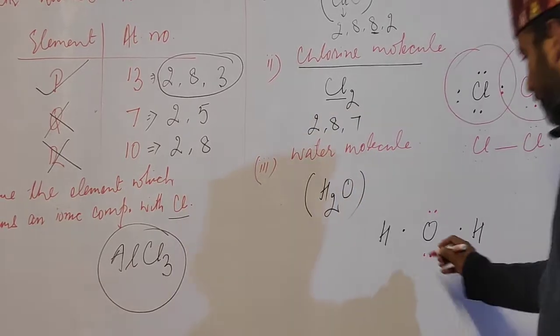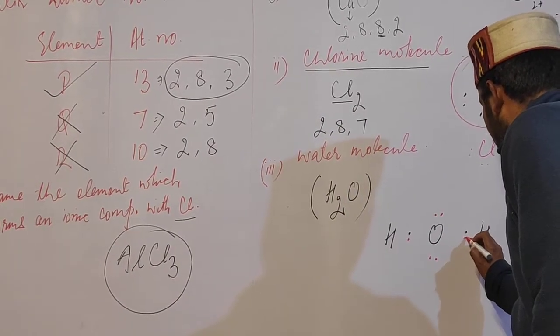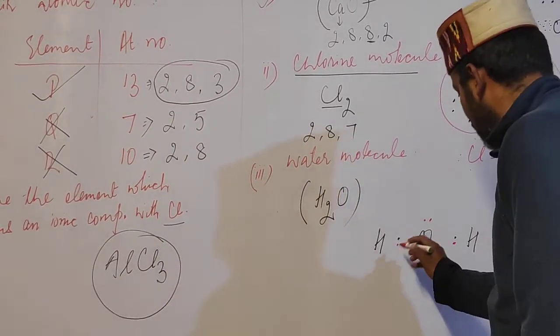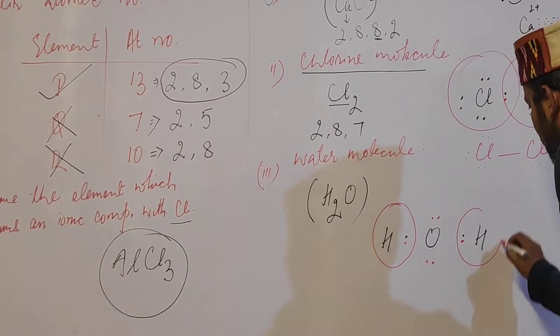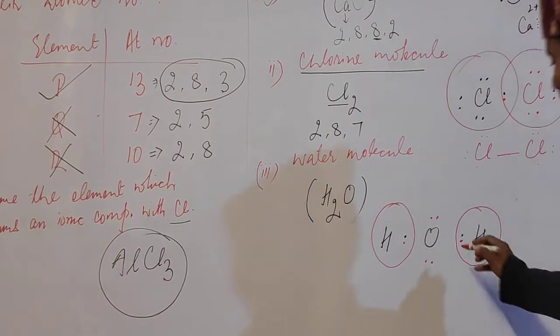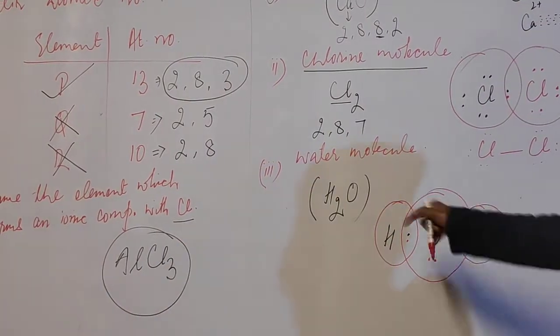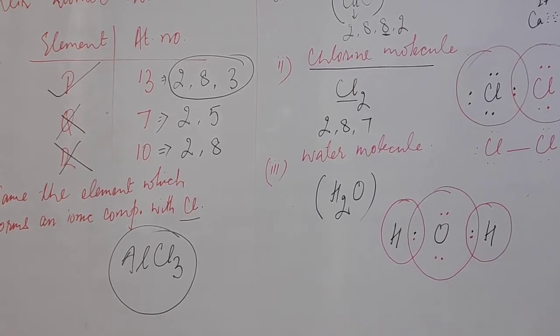So oxygen will share 1 electron each with the surrounding hydrogens, so that hydrogens satisfy the duplet rule and oxygen satisfies the octet rule. So now you can see that each combining atom has attained the noble gas configuration.